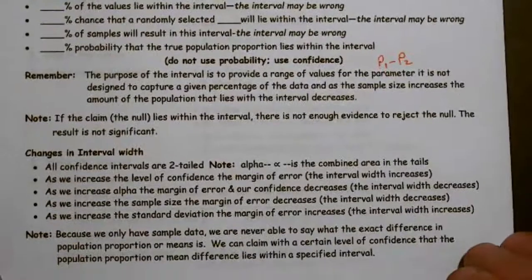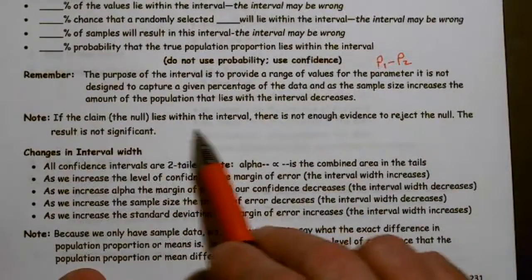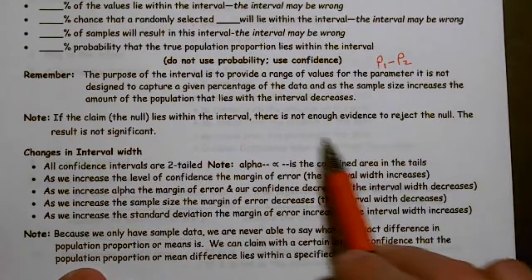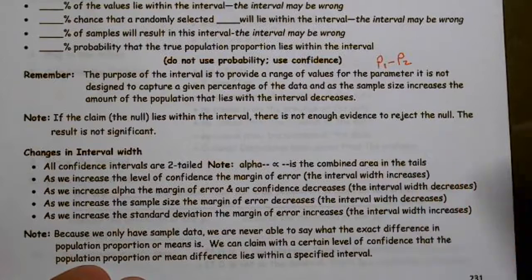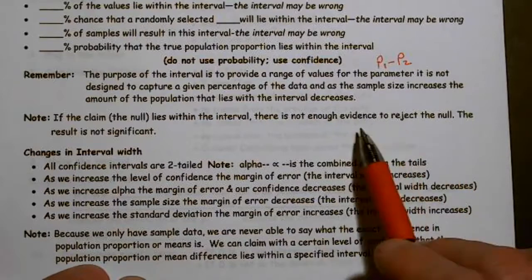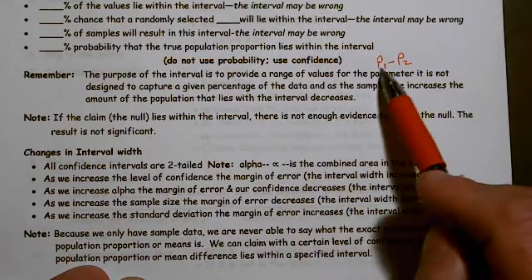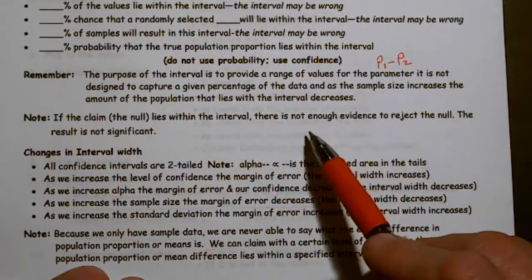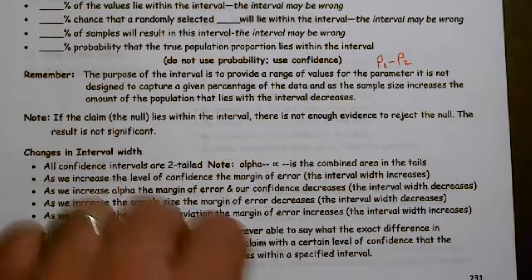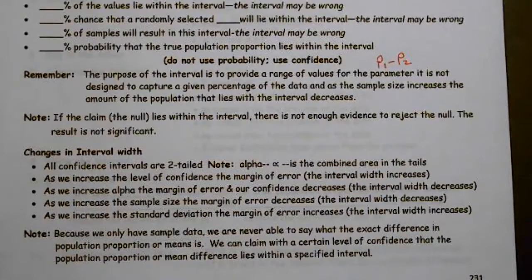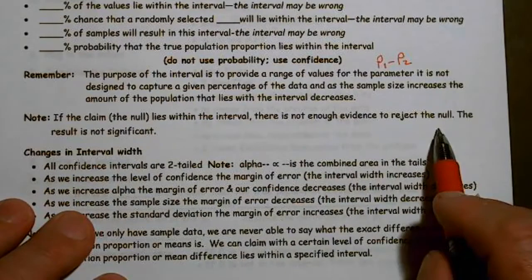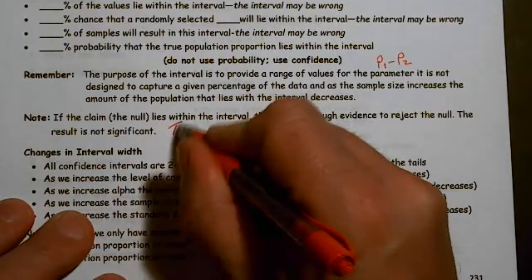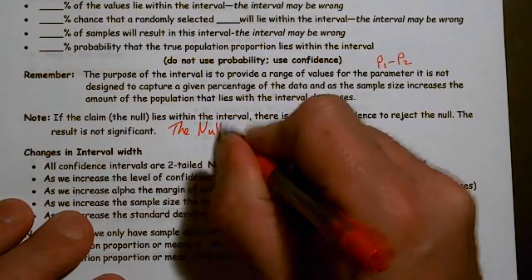Please note, just like before, if the null lies within an interval, there's not enough evidence to reject the null. The result is not significant. So if they ask you if the result is significant and their claim lies within the confidence interval, it's not statistically significant. We can say that the null is plausible at that point. So in other words, if the claim lies within the interval, there's not enough evidence to reject it, the null is plausible.